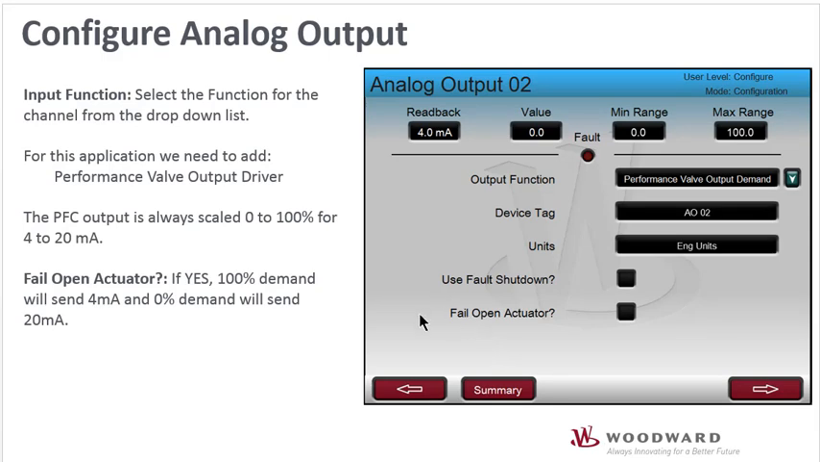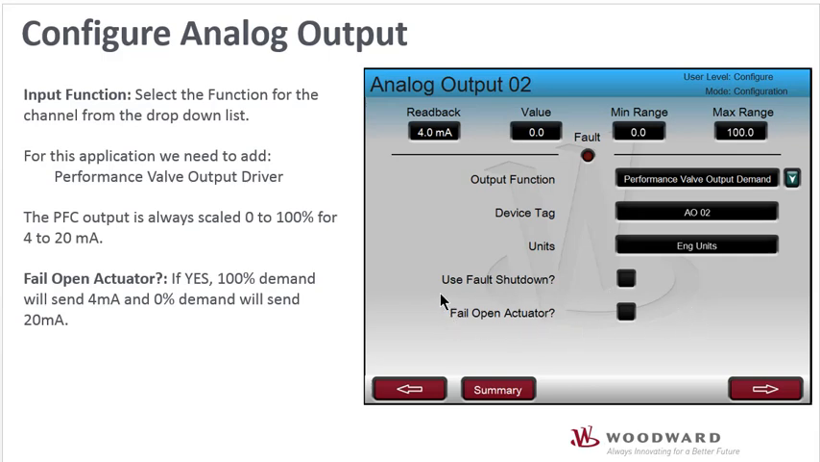Fail open actuator for performance could be used, say, on an IGV positioner where it takes 20 milliamps to actually close or go to the minimum position of the actuator. That way, if the output fails or if something on that driver fails, the actuator actually goes to the full open, and that would be the safe failure mode.